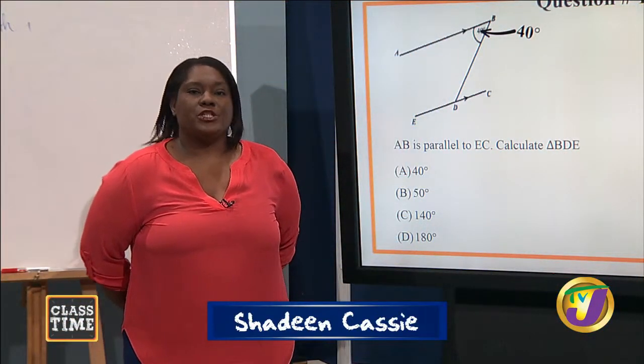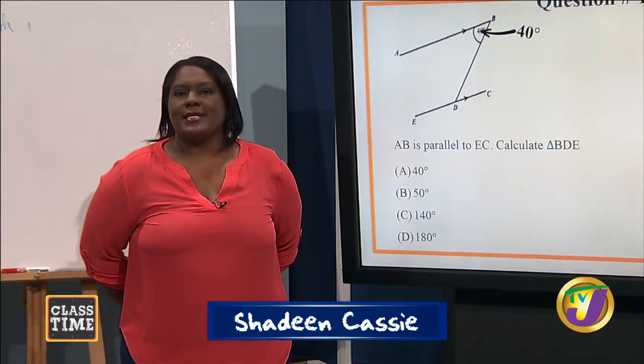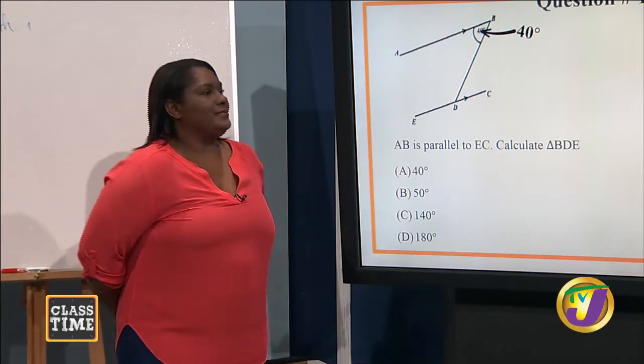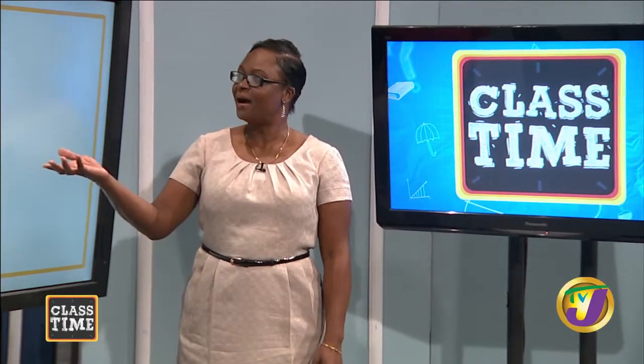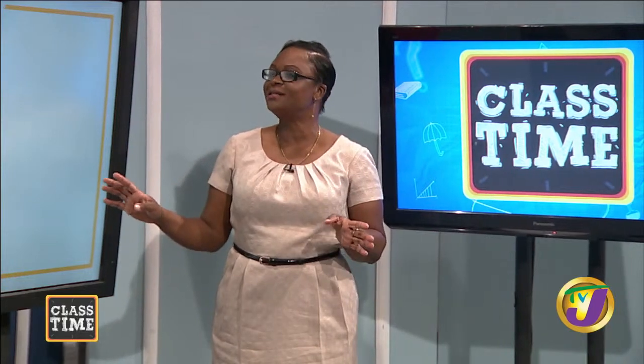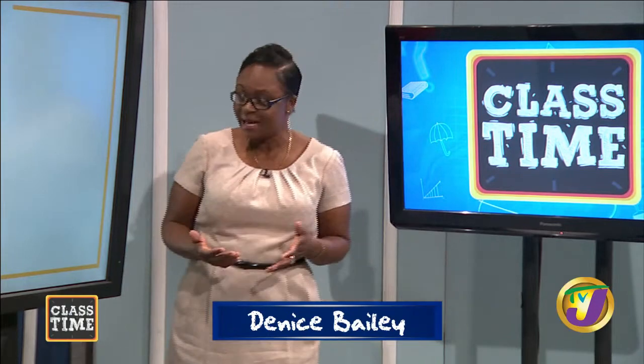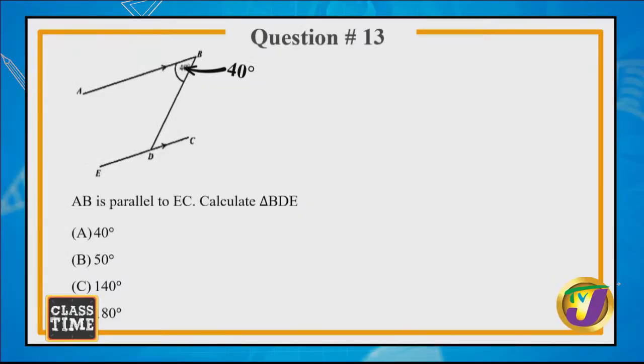We've been giving you geometry and trigonometry multiple choice exam tips, and we have just a few more to go. So we are back at our multiple choice questions, and we are at question 13. Here we have a diagram. We are given the diagram, and it says AB is parallel to EC. Calculate the angle ABDE. So we have the information and the representation there.